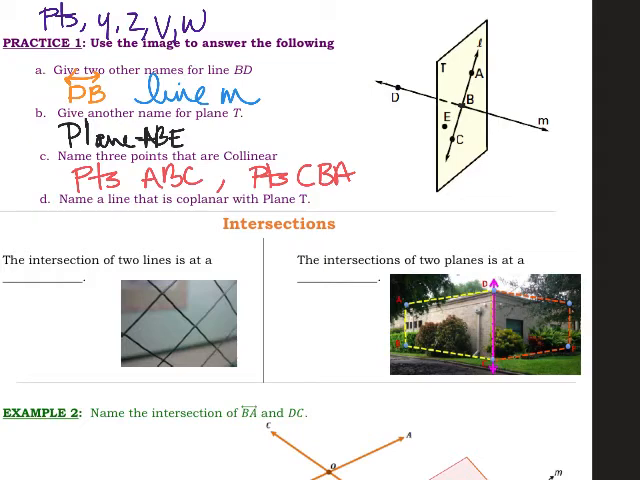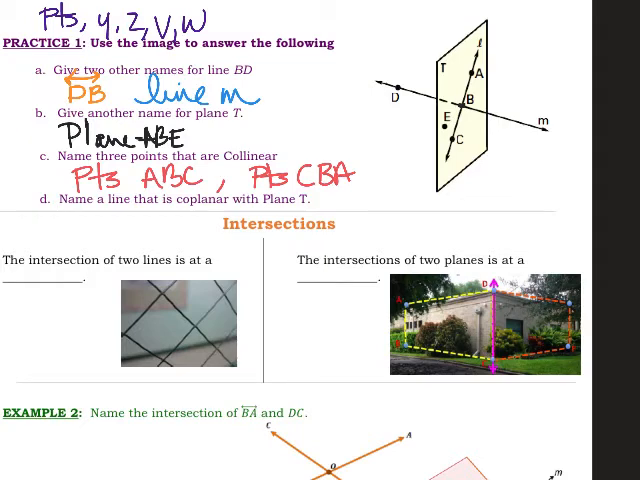All right, last one. Name a line that is coplanar with plane T. A line that is coplanar. That means the entire line needs to be inside that plane. There's only one answer, guys. What's the line that's sitting inside the plane? ABC. A, B, and C.